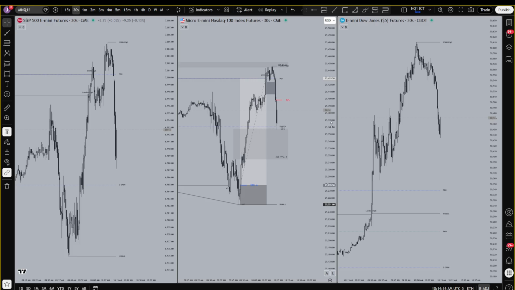Does the indicator work with Forex or just futures? Anything that you can populate on TradingView, it'll work for.